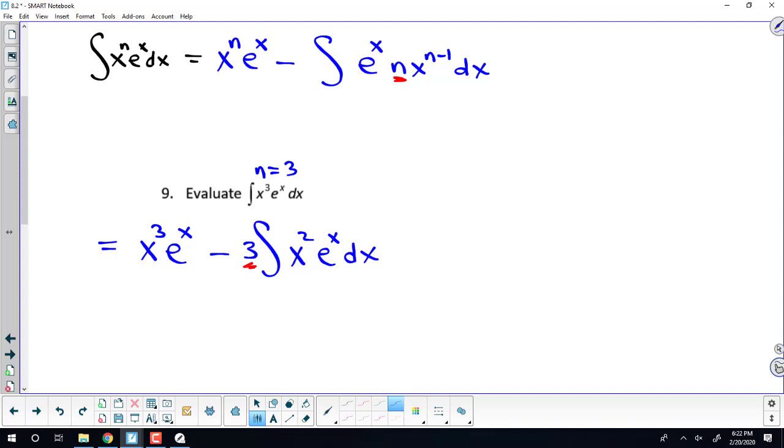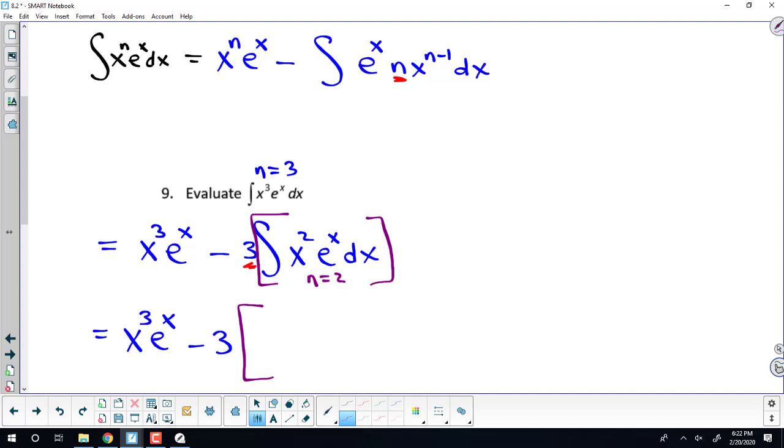And then we apply the reduction formula again to this integral right here, and so on and so forth. So this time n is equal to 2, and we just rinse and repeat. We have x to the n e to the x, or x squared e to the x, minus 2 times the integral of x e to the x.